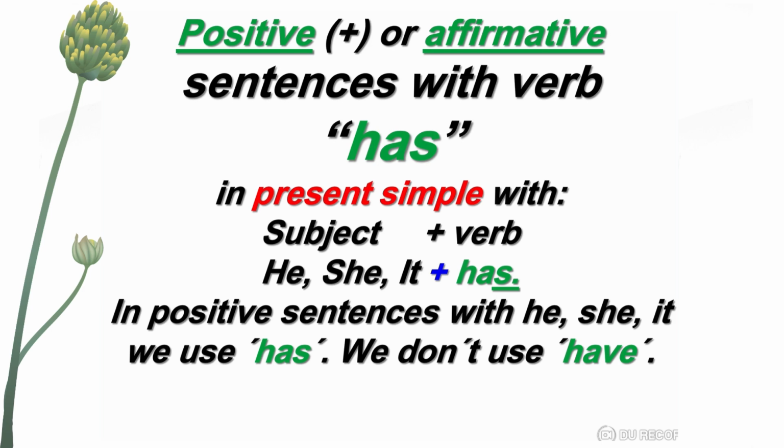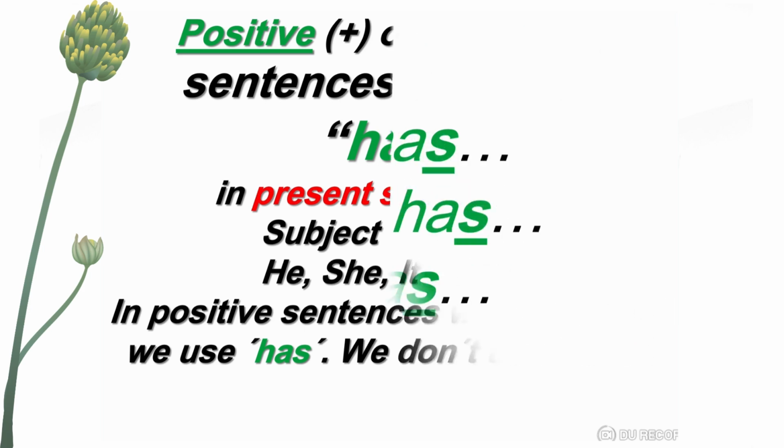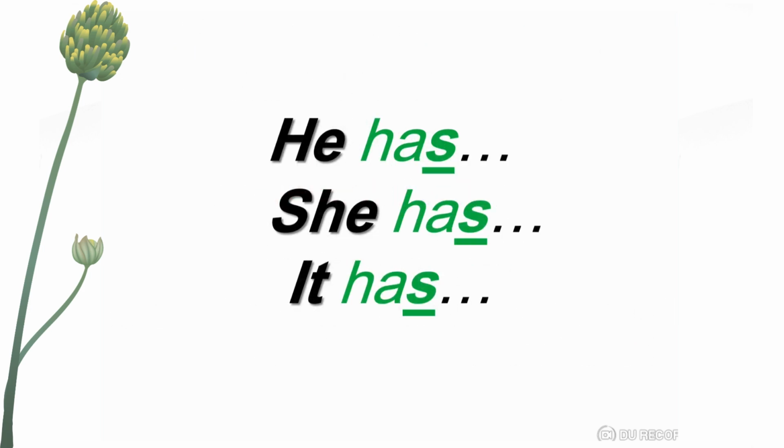If you say he have, it's not correct. She have, it's not correct. It have, it's not correct. We say he has, she has, it has. Students say he have, she have, it have. No, because they don't know the rule. So with he, she, it, always in the positive sentence we write has.